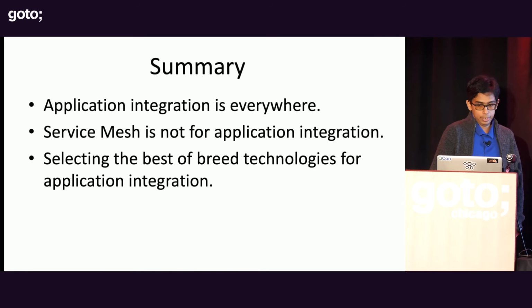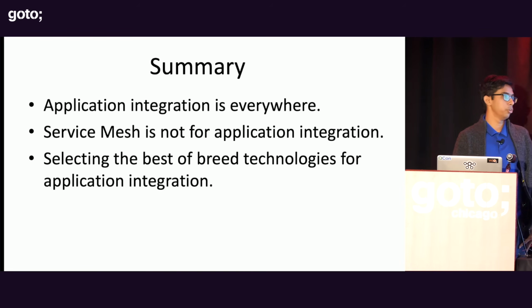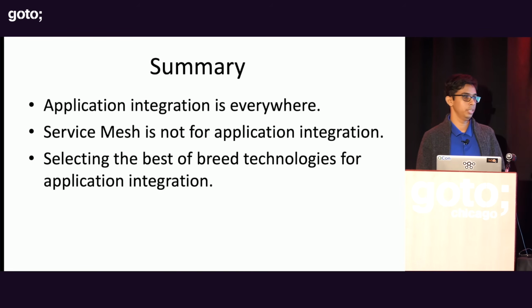Okay, so in summary, application integration is not going away. Even if you use microservices or cloud native architecture, application integration could be the most important aspect of your architecture. Service mesh is becoming so popular. You can leverage most of the commodity capabilities from the service mesh, but it is not for application integration.